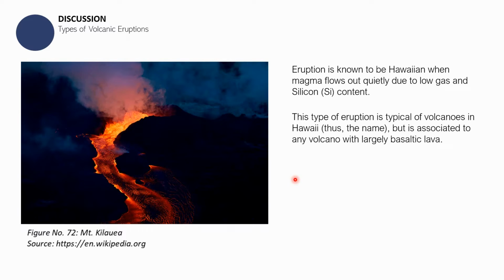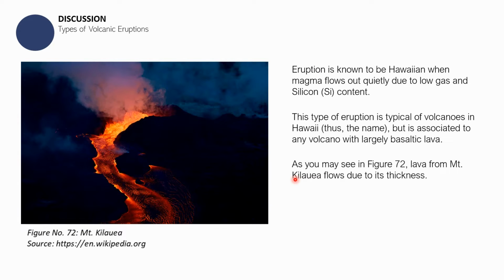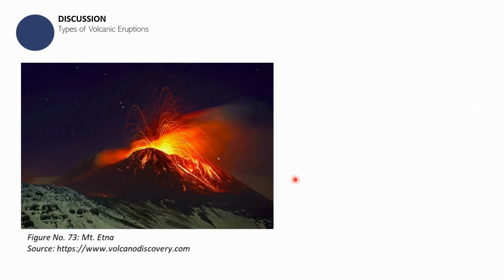There are different kinds of magma. Remember, there are mafic, andesitic, and felsic lava. If it's mafic, you can expect that the lava will become basaltic. As you may see in figure number 72, lava from Mount Kilauea flows due to its thickness. Its gas content and silicon content are low, so you can expect the magma to be thick, which is why it just flows out.